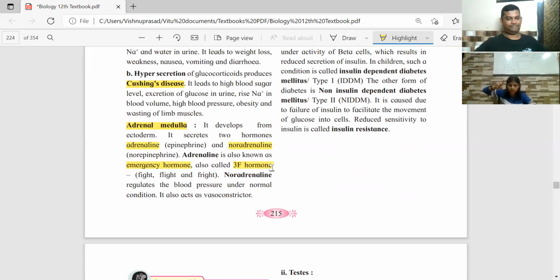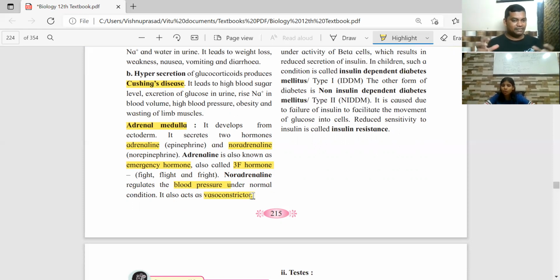This is about the medulla, the adrenal medulla. Adrenaline is also called the emergency hormone or 3F hormone: fight, flight, fright. Under such situations, adrenaline is produced. And noradrenaline regulates the blood pressure and also acts as a vasoconstrictor.